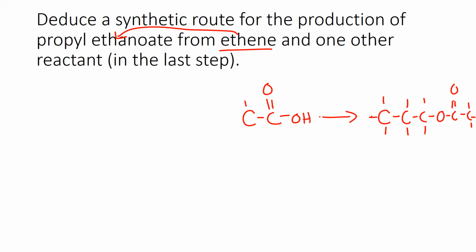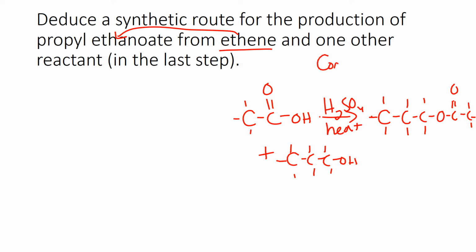So somehow along the way I formed ethanoic acid and I reacted it with propan-1-ol. And that's how I got propyl ethanoate. And the conditions for this last step would be you need sulfuric acid, you need gentle heat, and this is a condensation reaction.